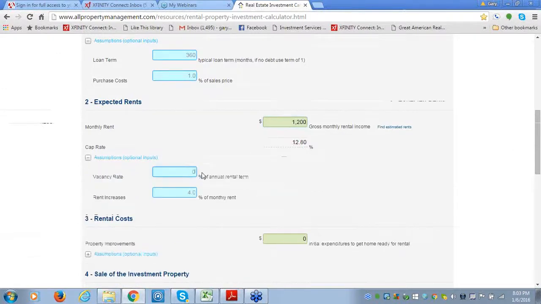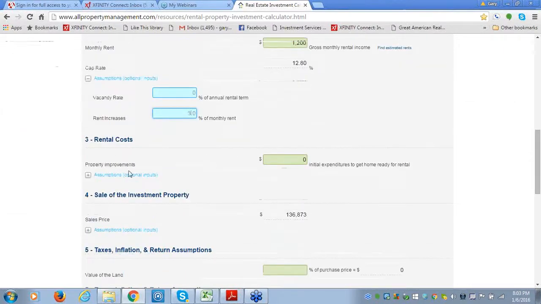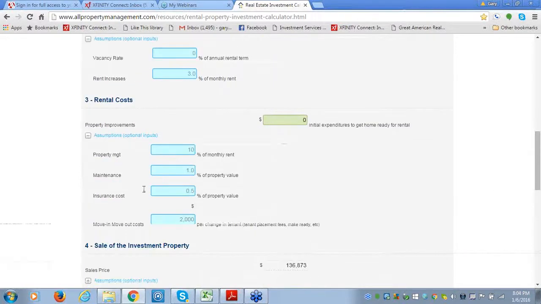Vacancy, we said we're going to make 0. Rent increase, 4% is not bad, but let's be conservative and make it 3. Some parts of the country are going up at 8%, some are going up at 2%. Now, property improvements. I'm going to leave that 0 for now, Ray. But let's see what some other assumptions are.